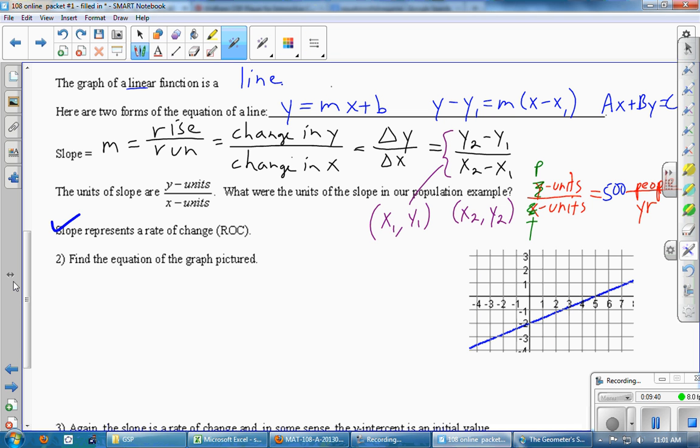Okay, moving on down here, slope represents a rate of change. We'll talk a bunch about rates of change today. And very, very much of Calculus 1 is about rates of change. So certainly an important concept if you're headed to a calculus class.